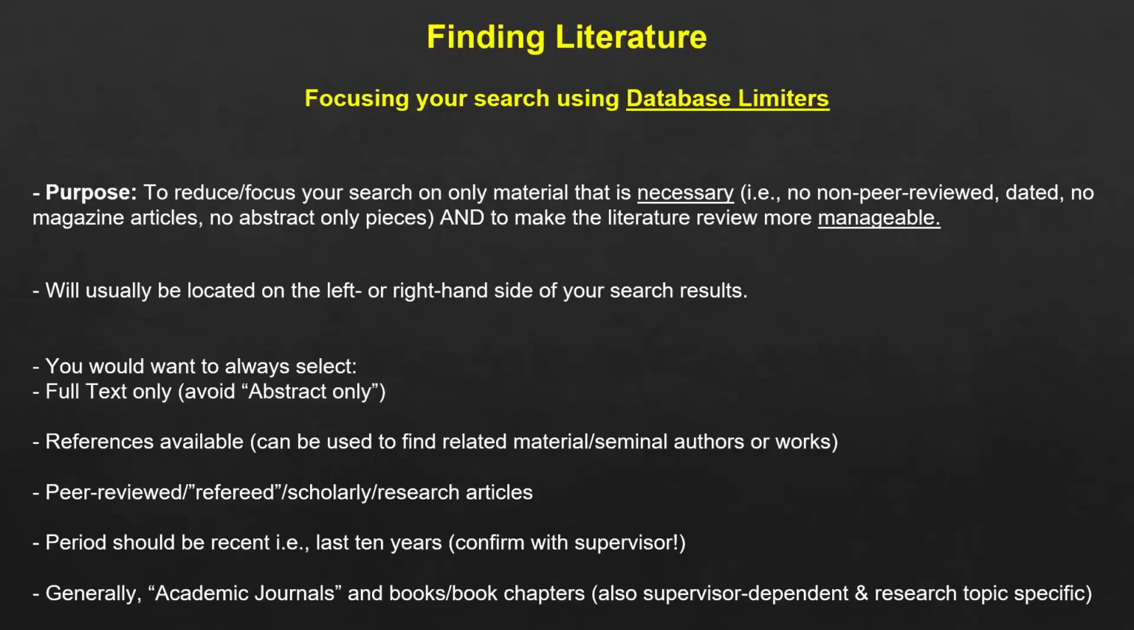You'd also want to select references available if that option is there. The reason for this is that if you find a good paper that is very strongly aligned to your study topic or area, and it has a comprehensive reference list, you can use the reference list to find related material or seminal authors' works. This is quite a strong tip because if you look at the reference list and you see a particular author's surname mentioned several times, you can bet that this person does a lot of work, studies and research in that area.